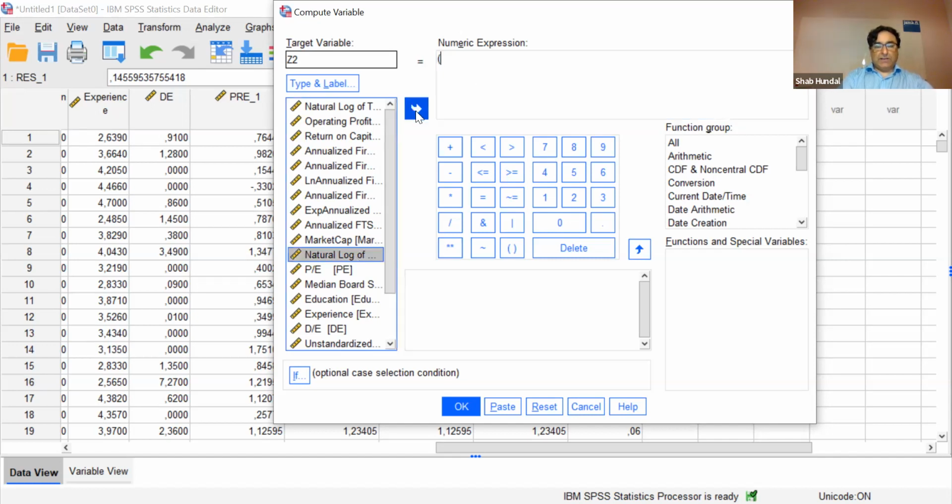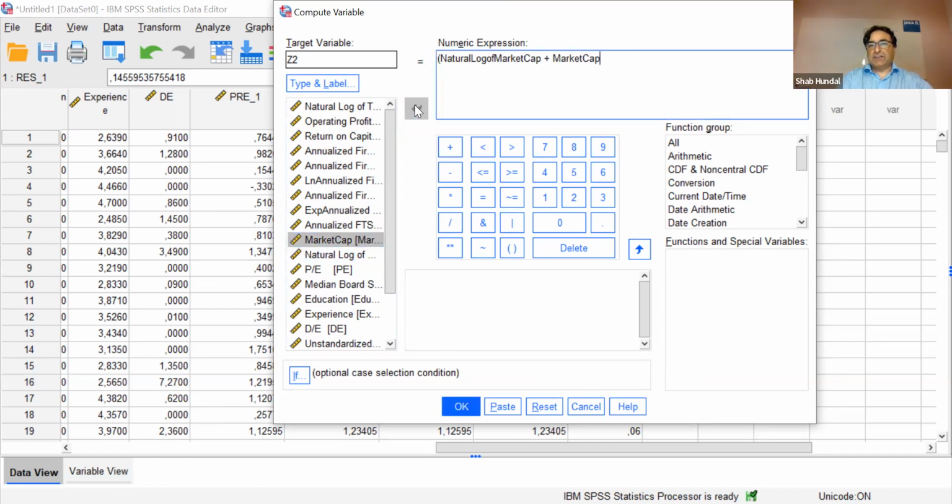Natural log of market cap. And as I gave a disclaimer, please assume that the market cap is a different variable. So I'm just taking it, but technically it's wrong. But I just assume that the market cap is a separate variable, yeah? And we add a third one, which is the natural log of the annualized FTSE 100 return. And then we divide by 3, because this time we have 3 variables.